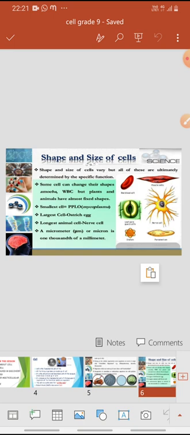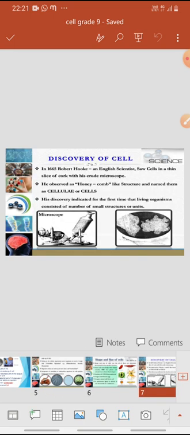Which is called the smallest cell? Yes, it is PPLO or mycoplasma. Which is called the largest cell? Yes, it is the ostrich egg. Which is called the longest animal cell? It is the nerve cell. Size of cells is measured in micrometer or micron, which is one thousandth of a millimeter. Is it clear, students? Shall we move to the next one?